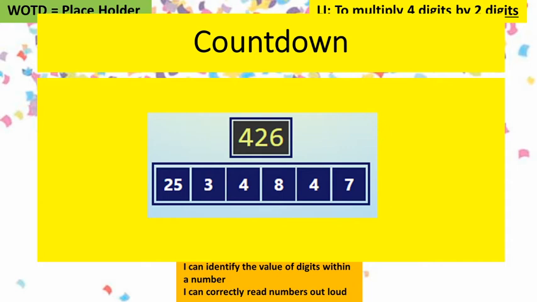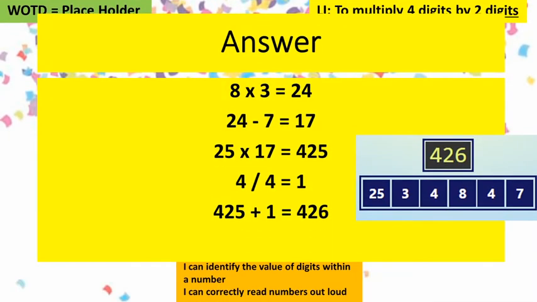Okay, well done if you've got that answer, or if you've got close to it. And we are just going to go through one of my attempts to get to 426. So I've put the numbers here, so I thought I'd tick them off as I do them today. So we've got 8 times 3, so this is to make sure I don't use a number twice. So 8 times 3 is 24. Then we do 24 minus 7, which is 17. Then we've got 25 times 17.